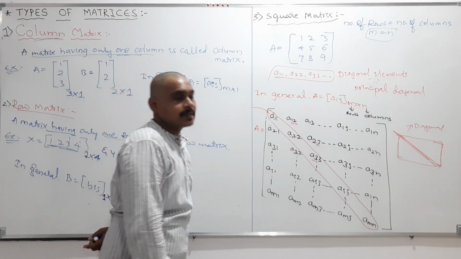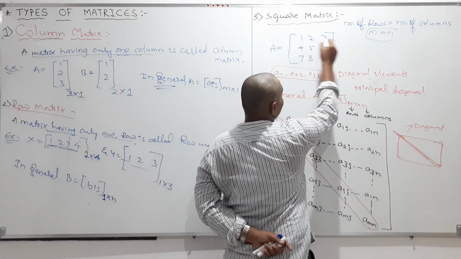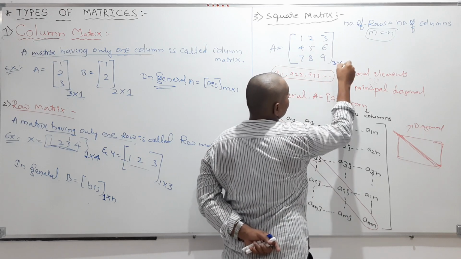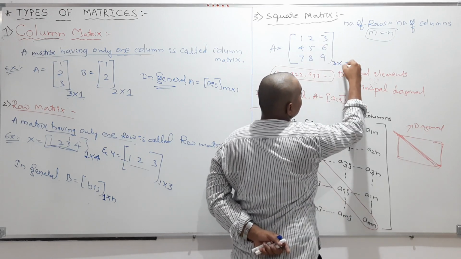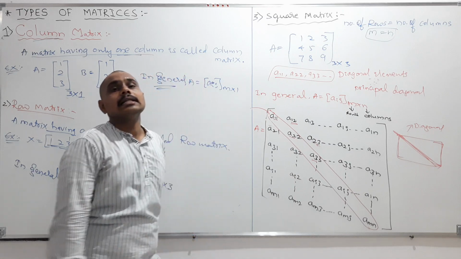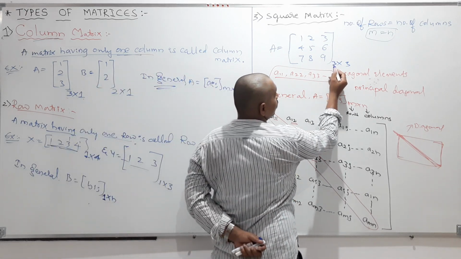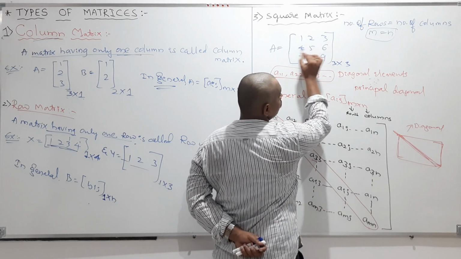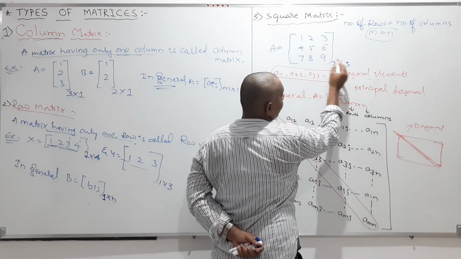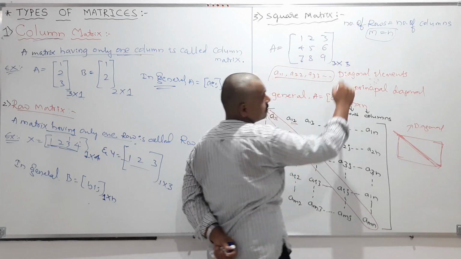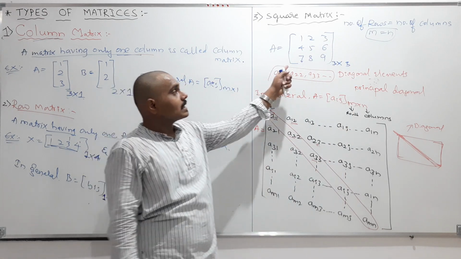Yes, right. The order of the matrix is 1 2 3 cross 1 2 3. So therefore the order of the matrix is 3 cross 3. Why is it 3 cross 3? Order of the matrix is nothing but the number of rows by the number of columns. So 3 cross 3. The order of this matrix is 3 cross 3.